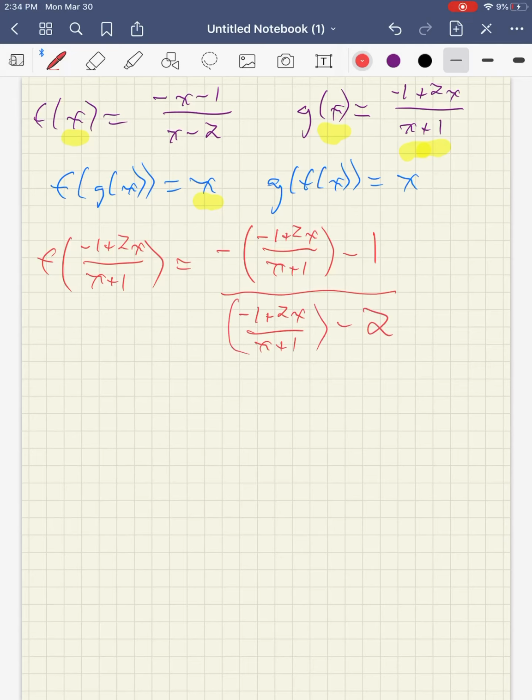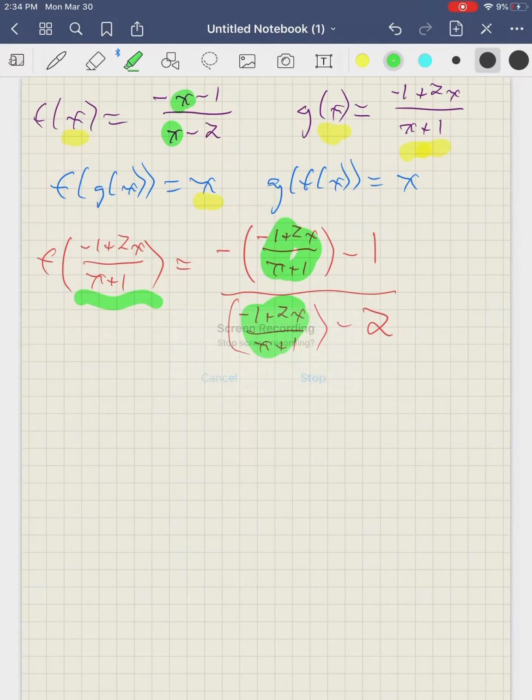minus 2. And what I hope you see is that this is that x there, right? And this is that x there. So I just have negative whatever's in here minus 1. And so now I have to deal with this. So I'm pausing to think what the best way to go here is.